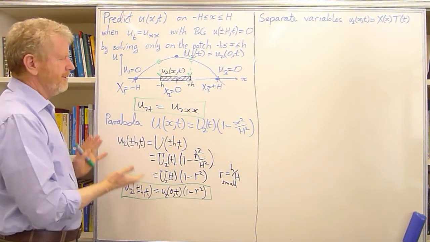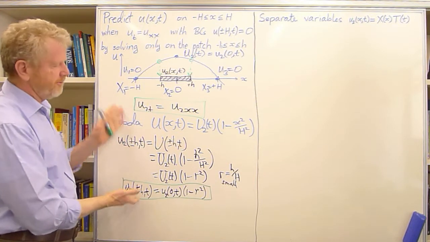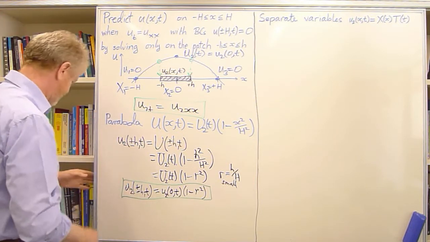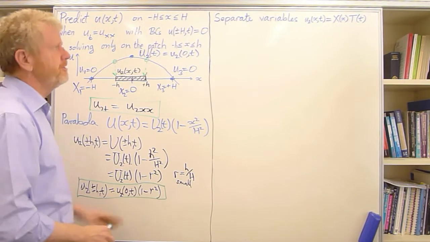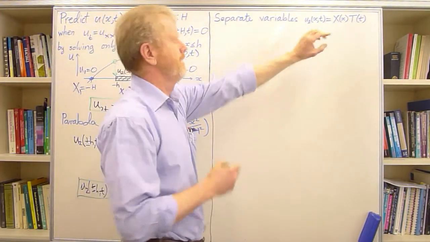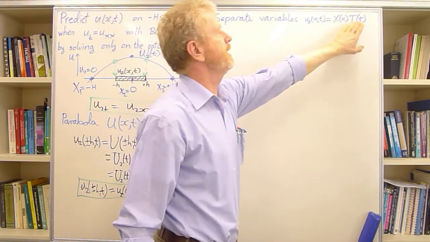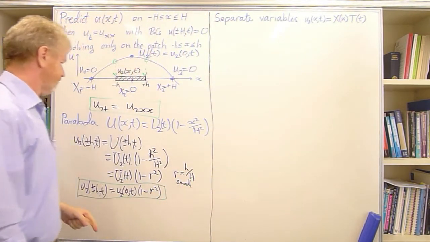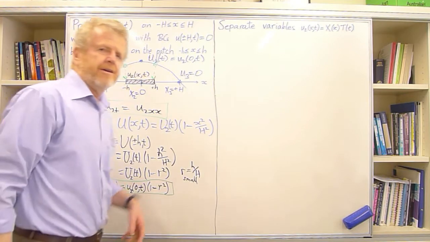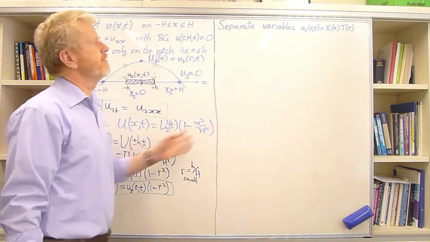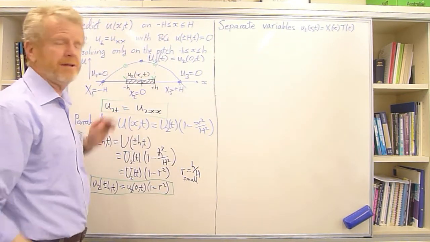Okay, now in this problem we can do things with that. We can solve this equation, and our classic method of solution is separation of variables. We substitute the field u2 is X of x times T of t. So the first thing to do is to substitute this separation into the PDE.